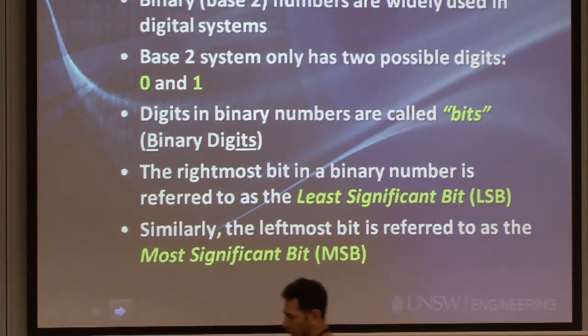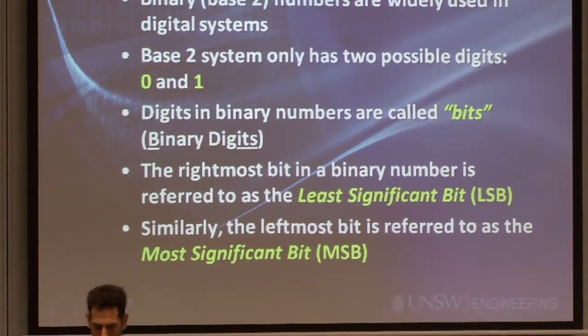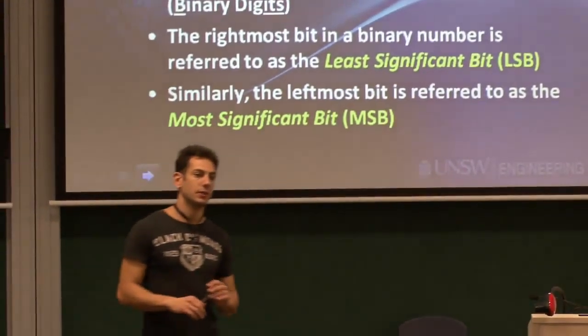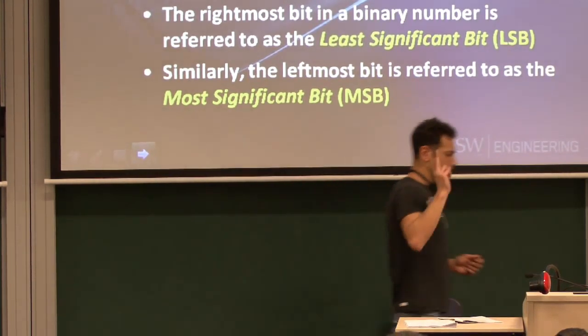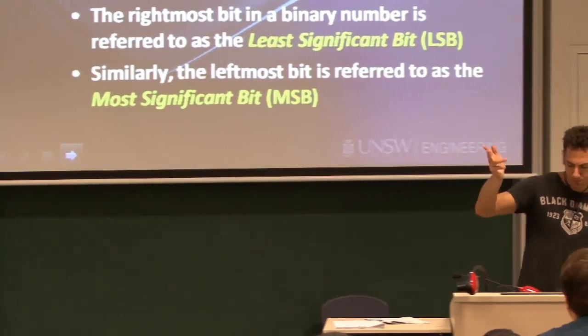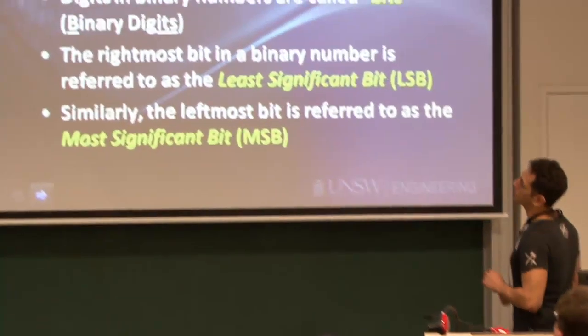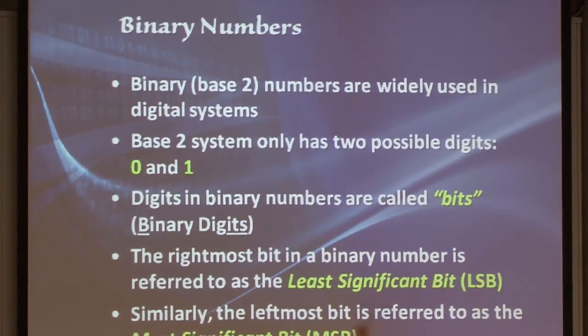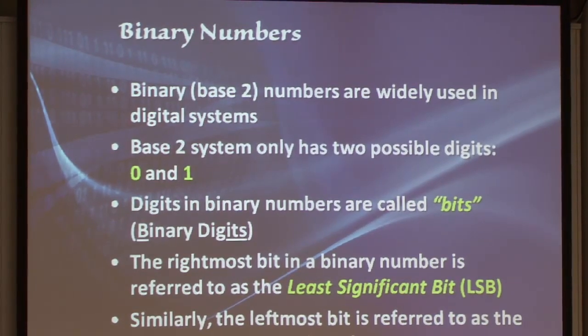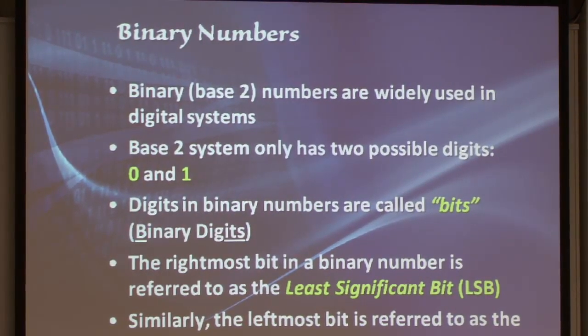Now, as I said, in this course, in digital design in general, we'll deal mostly with binary numbers. Binary numbers are base 2, meaning we only have 2 digits, 0 and 1. Those digits, we call them bits. You probably heard this term before. Bits, if you didn't know, stand for binary digits. That's actually where it came from.